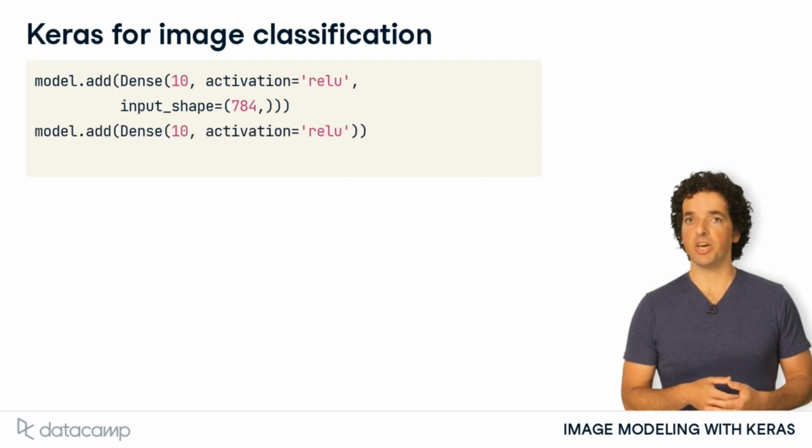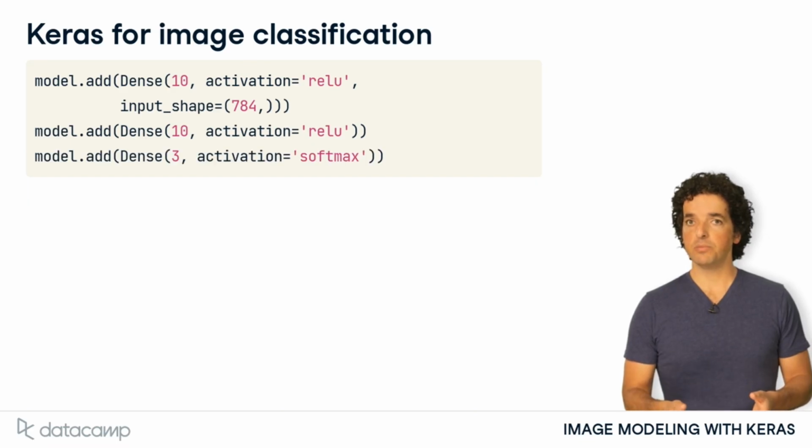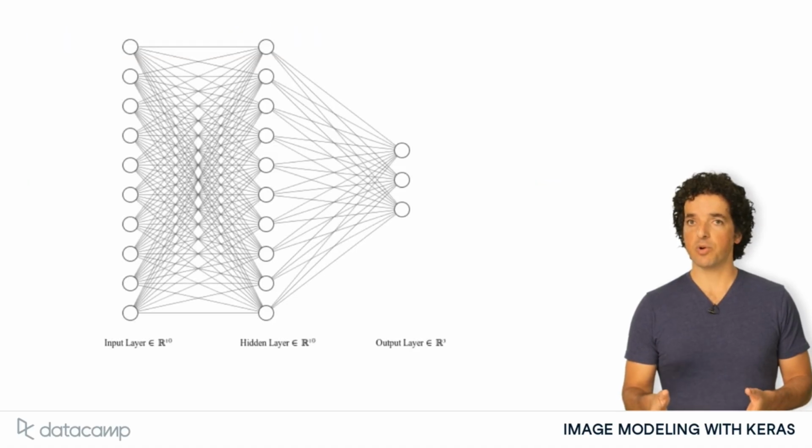We add another hidden layer, also with 10 units, also with the ReLU activation. The output of our network is a fully connected layer with a unit for each class of inputs. 3 classes for the 3 types of clothing. The output unit uses a Softmax activation to decide which of the 3 classes was presented. This diagram shows the network and all its connections.